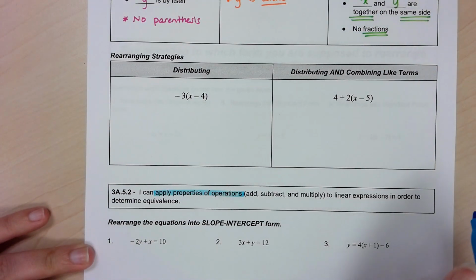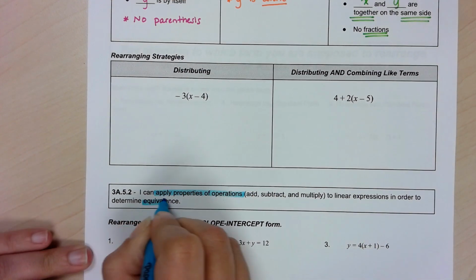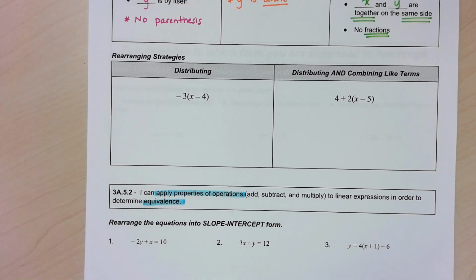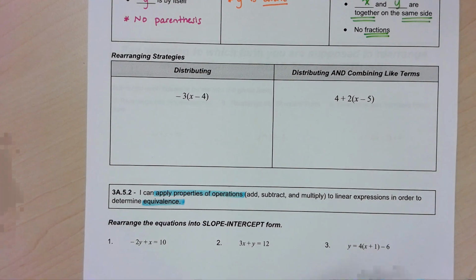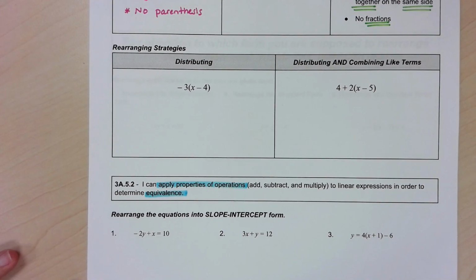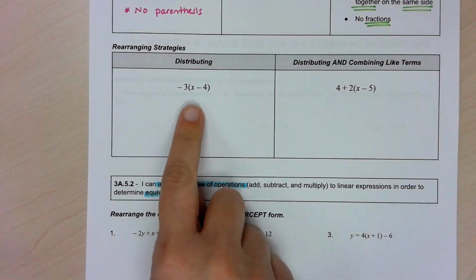Our target for today is going to be to use the properties of operations to take linear expressions and make them equivalent or determine whether they're equivalent. So we're going to be taking equations and rearranging them to look a little bit differently than how they started. A couple of the strategies that we're going to use today are in these two boxes.